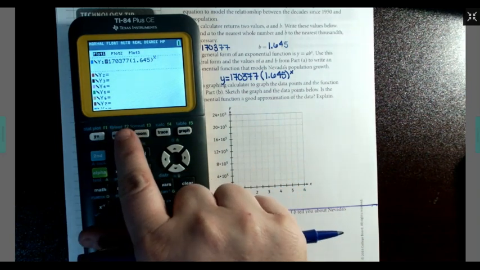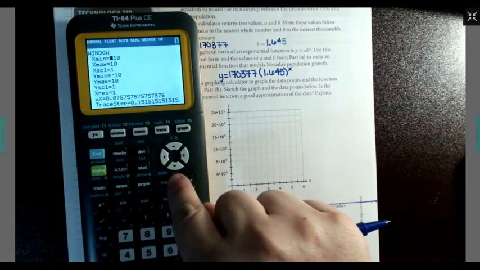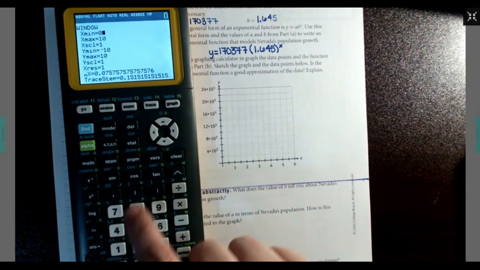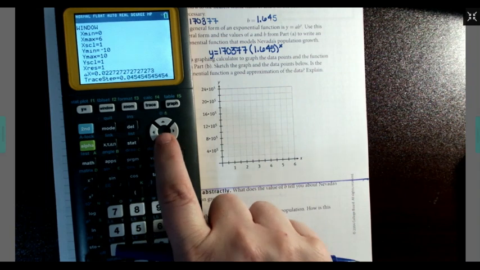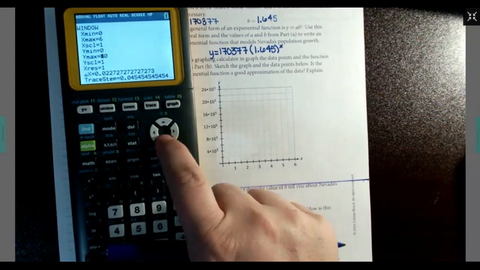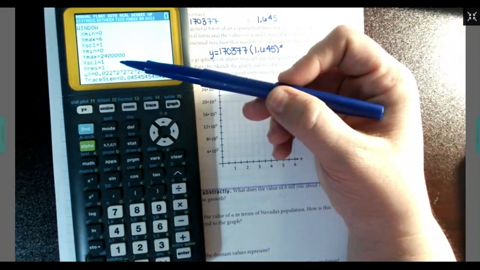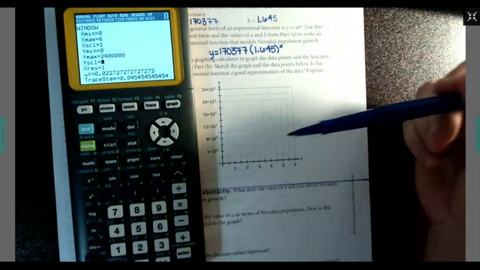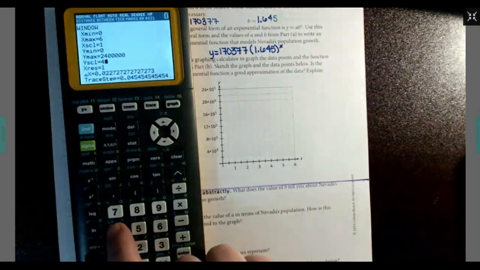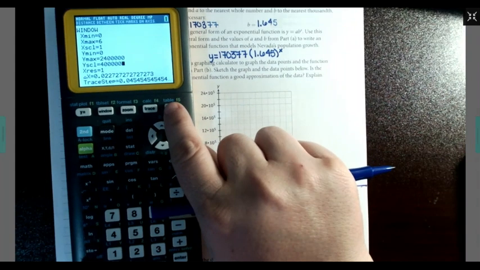The next thing I'm obviously going to need to do is change my window. So we're going to go to Window. On my X, I'm going to want to go from 0 to 6, counting by ones. Here we're going to go from 0 to 24 times 10 to the 5th power, which is the same thing as saying 2,400,000. And notice it goes up by 400,000 each time. Now I'm going to graph this.